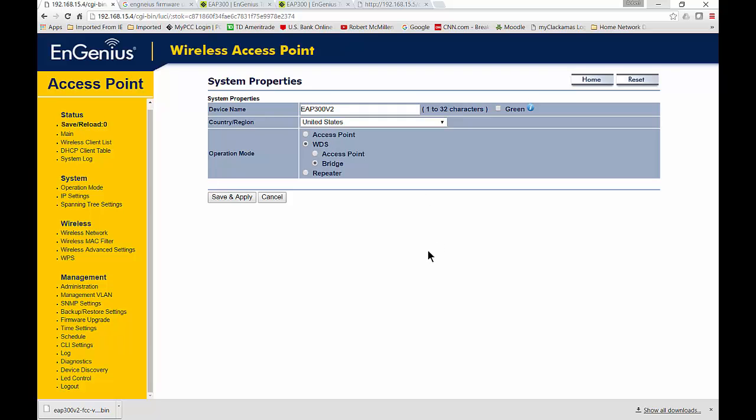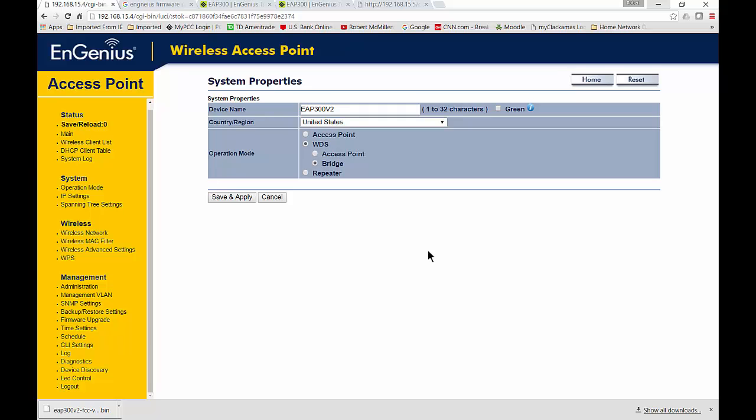Now, bridges are different than access points in that a great example with this would be if you had two buildings. Now, these two buildings have no physical wiring connecting the two buildings together, but you would like the computers in both buildings to talk to each other. So if you have it in WDS bridge mode, then what you can do is have two of these, one on the roof of each of these different buildings.